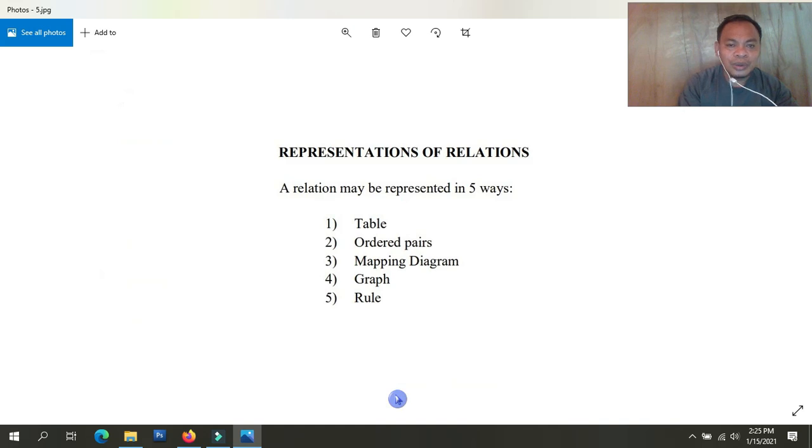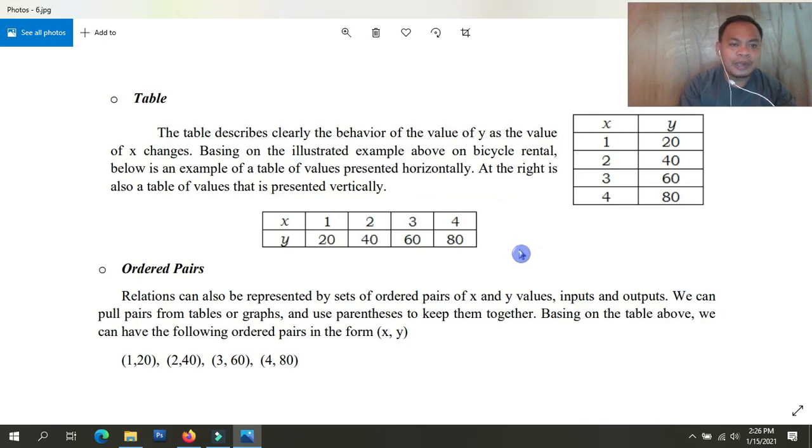Okay, so representations of relations. So we have here, our relation may be represented in 5 ways. First, table, ordered pairs, mapping diagram, graph, and rule. So we have here table. The table describes clearly the behavior of the value of y as the value of x changes. Based on the illustrated example above, the bicycle rental, below is an example of a table of values represented horizontally.